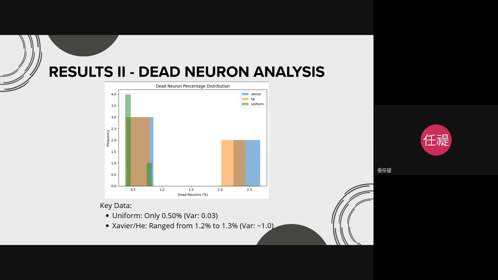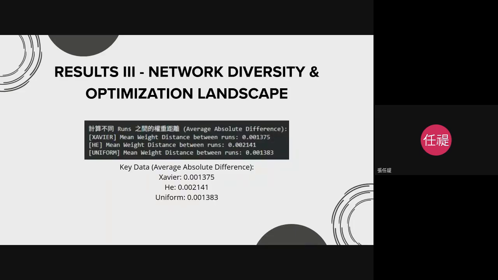So next page, please. Finally, we quantified the distance between different training runs by calculating the average absolute difference of the sorted weights. The data shows that key initialization, in particular, resulted in the noticeably larger weight distance between runs. This highlights a crucial concept in deep learning. Even though these models achieve similar accuracies, they actually converge to entirely different locations in the parameter space.